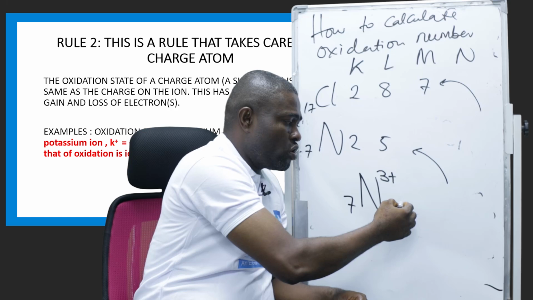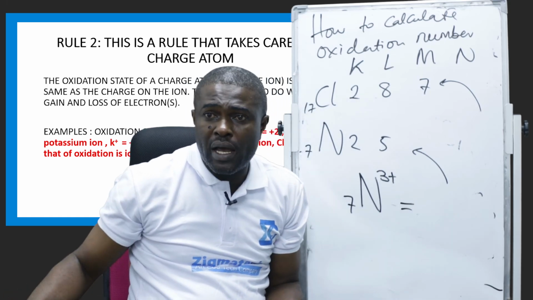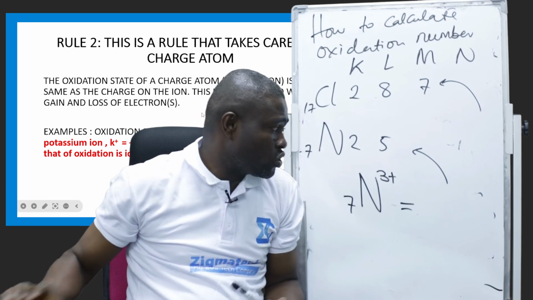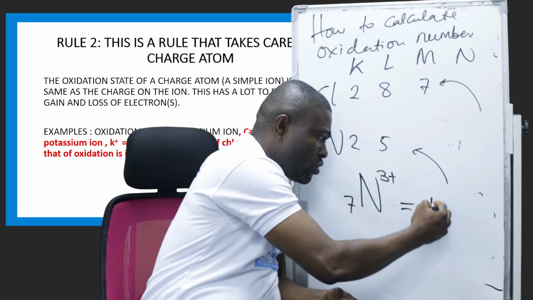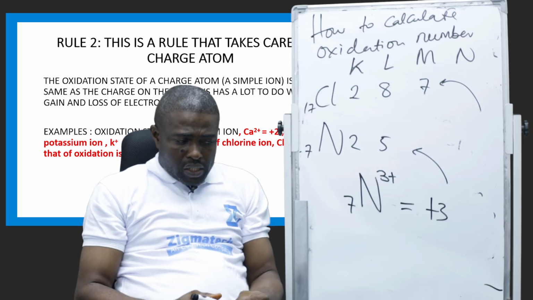So what is the oxidation number? According to what we have on the slide, the oxidation number is the same as the charge on the ion. So what's the charge on the ion? Plus 3. So the oxidation number is plus 3. This is the second rule.